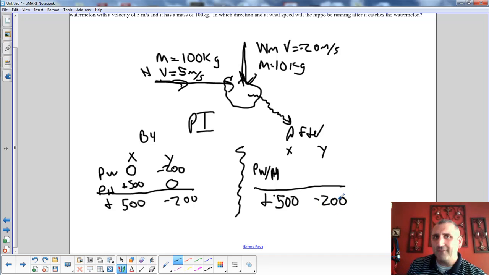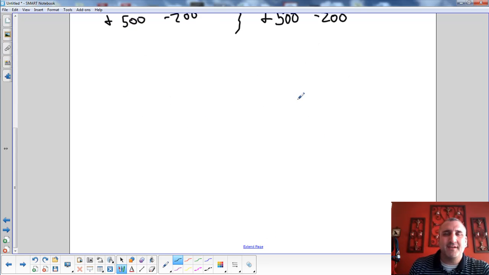So when you're dealing with a perfect inelastic collision, the beauty of this is that you've got one object after the collision and you've got 2 momentums, so that one object is going to display both momentums. It's going to display both the positive 500 in the x and it's going to display the negative 200 in the y. And during class, I kind of get a little jumbled up, so I'm going to say, okay, fine.